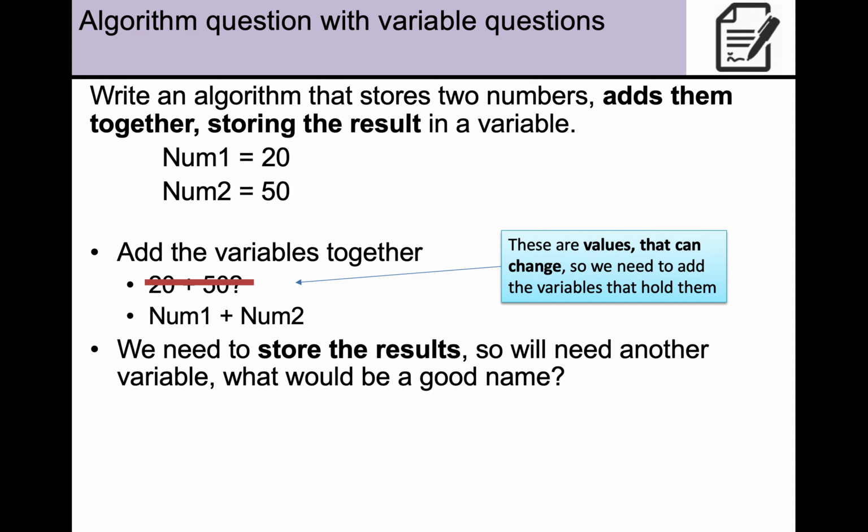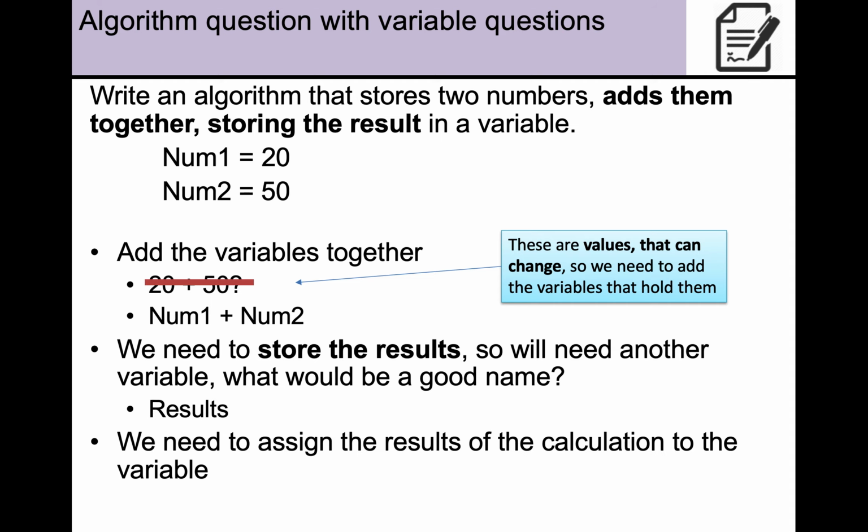So we'll need another variable. What could be a good name? What could be a good name to store the result of that calculation? Well, I did make it quite obvious. A good name would be results. And we need to assign the results of the calculation to the variable. So num1 plus num2, we're going to have an answer there.